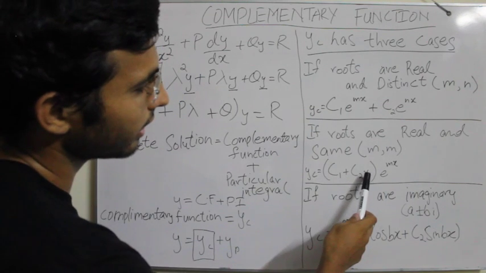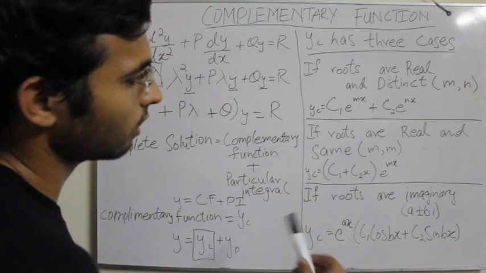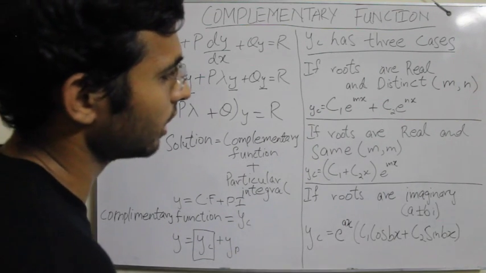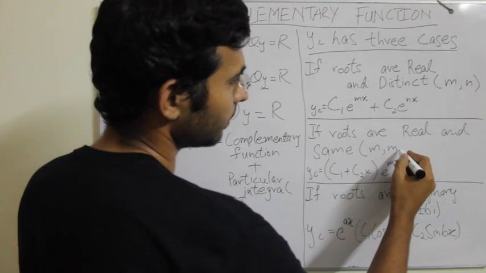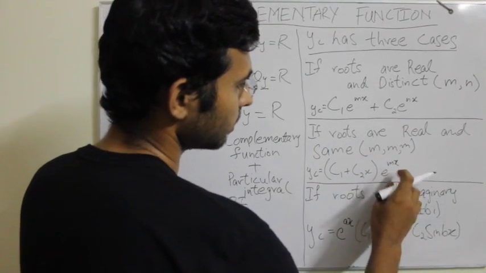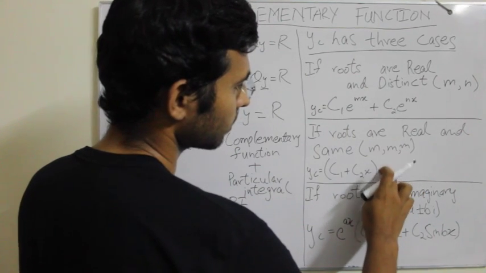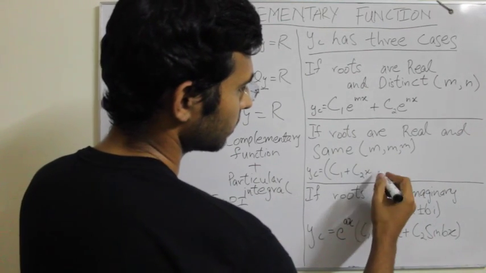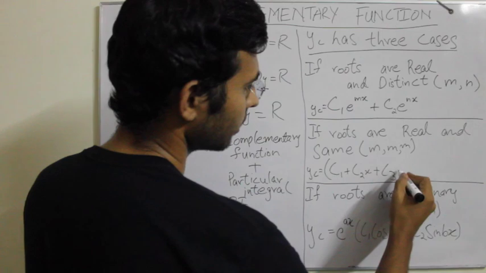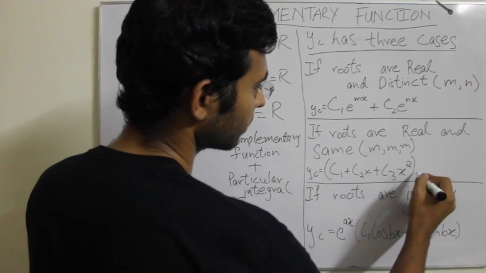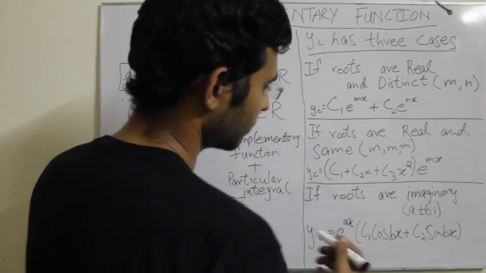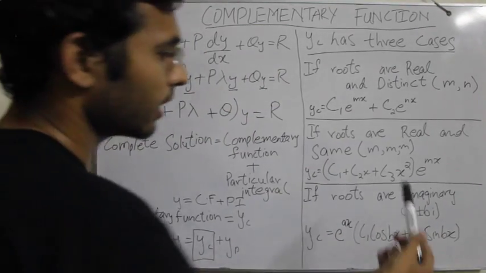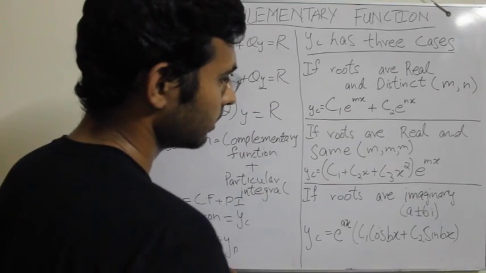Now don't forget to add an additional x as you go along the chain. Let's say I add another m, like 3 roots that are repeating, so this equation becomes plus c3 x squared e to the power mx. You may get the idea of what I've done here.